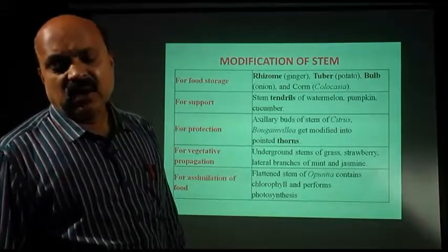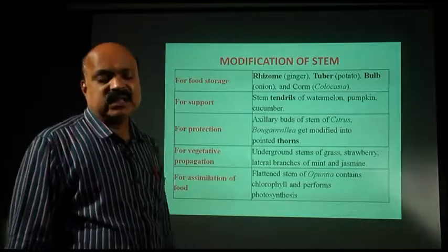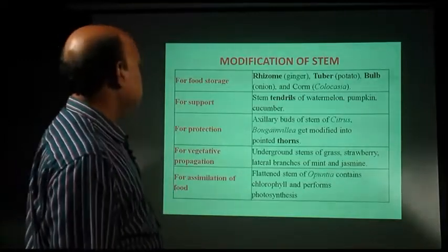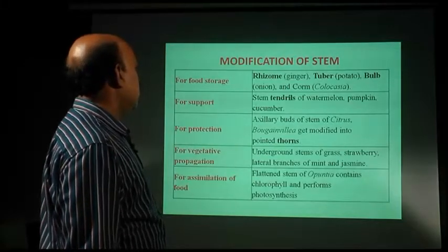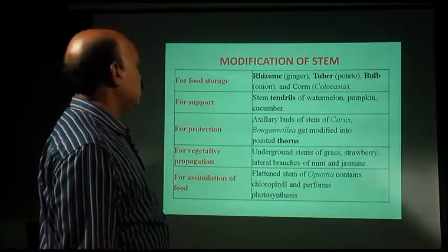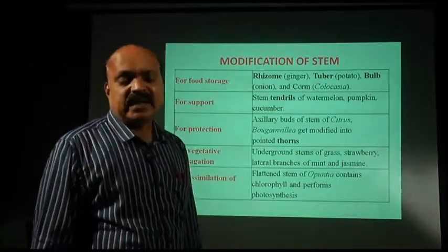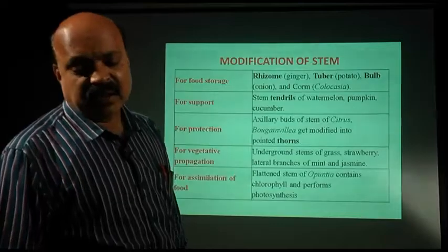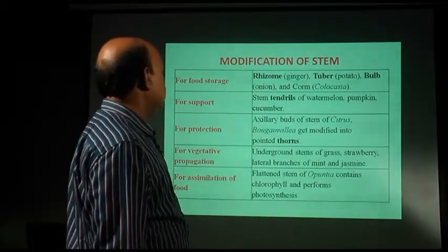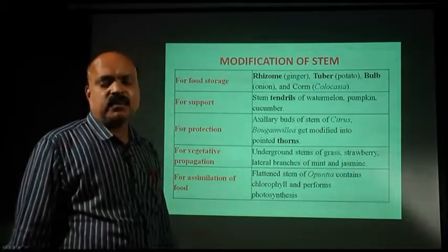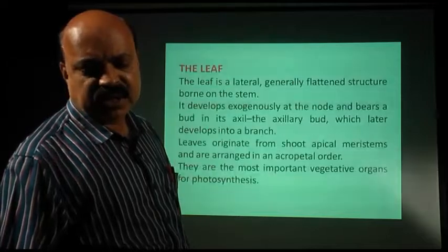In these, some underground stems are of grass, strawberry, and lateral branches of mint and jasmine. Mint is your pudina, and jasmine is your mallika flower. In some of these, vegetative propagation happens naturally, and we can also do it by cutting. For assimilation of food, sometimes they also synthesize the food, particularly in Opuntia, because they are green in color and perform photosynthesis. So this is all about your modification of stem.